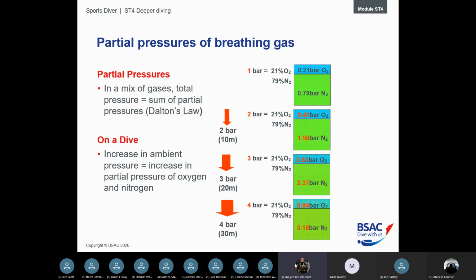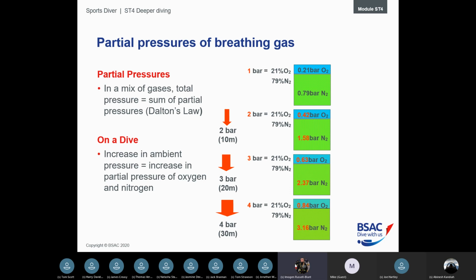Partial pressure. So in a mix of gases, so in the atmosphere right now that we're sat in, the pressure is 1 bar. So that's the total pressure, and that's the sum of all the different pressures of the different gases that are in the atmosphere. So we say air is at 1 bar, but what's in air? We know that we've got 21% oxygen, and then let's say, for the sake of this, 79% of nitrogen, okay?